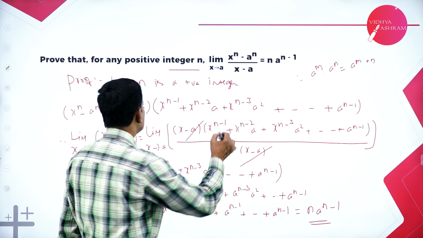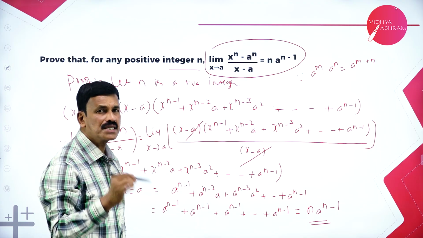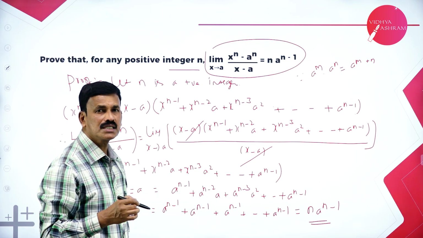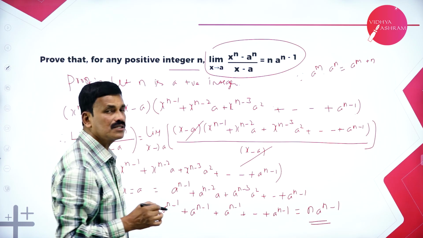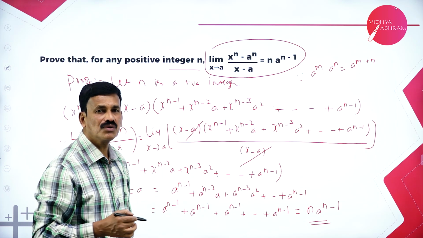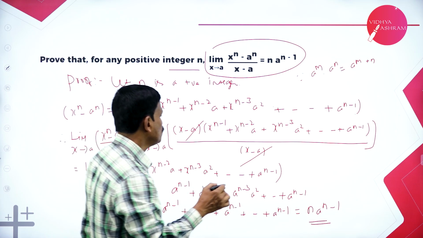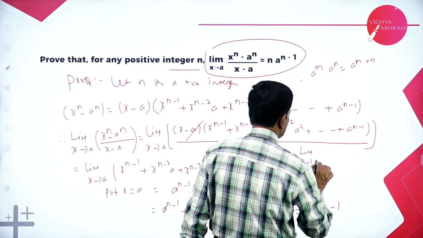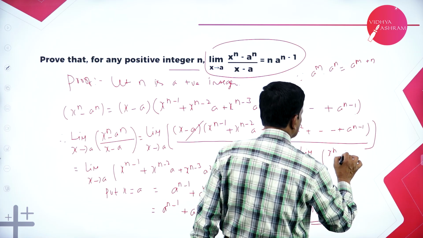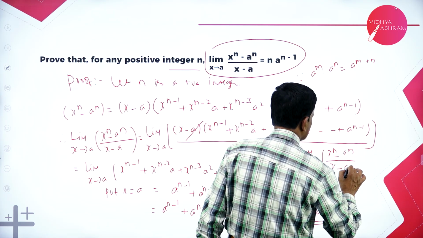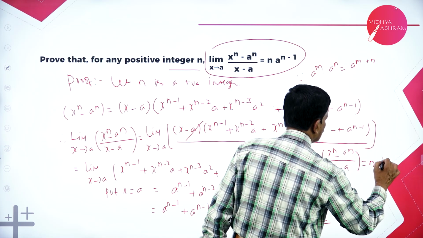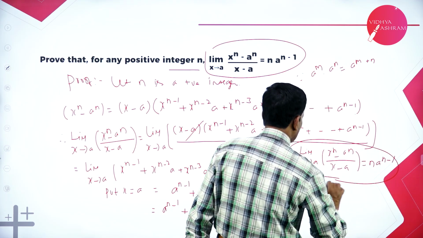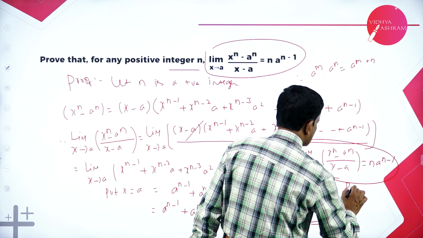So therefore we conclude that limit x tends to a of x raised to n minus a raised to n by x minus a is equal to na to the power of n minus 1, where n is a positive integer. So therefore limit x tends to a of x raised to n minus a raised to n by x minus a is equal to n into a to the power of n minus 1, where n is a rational number.